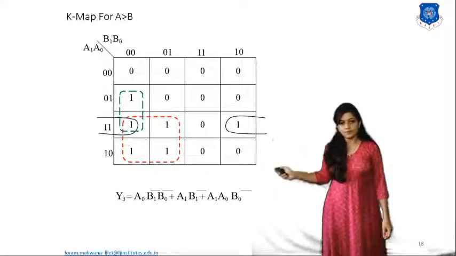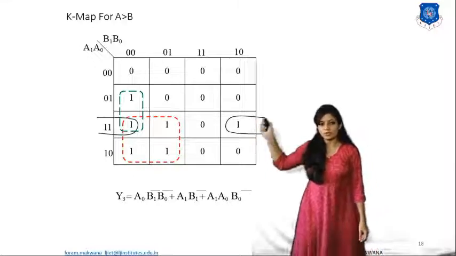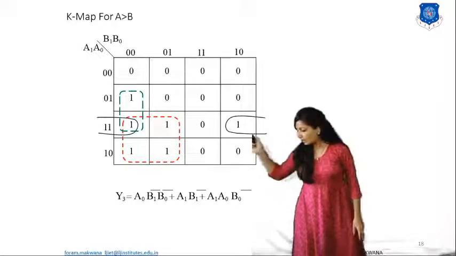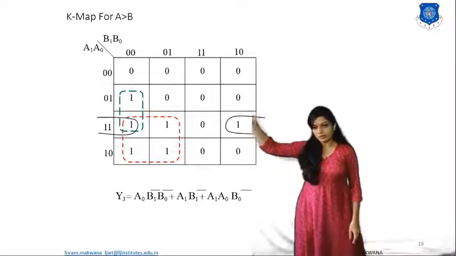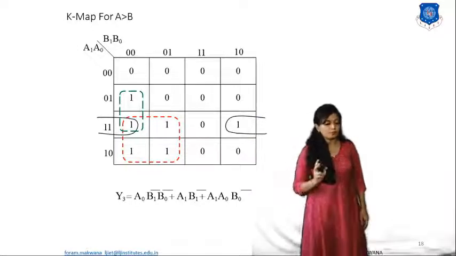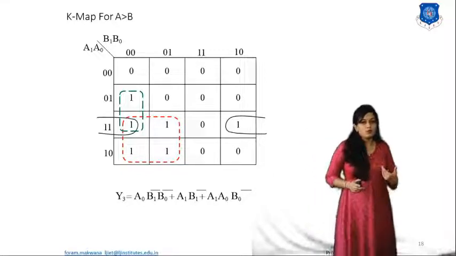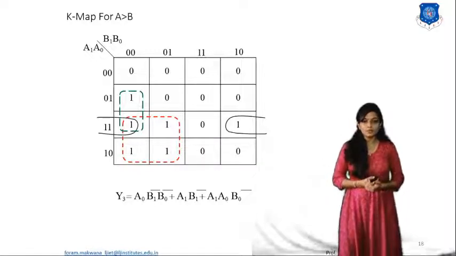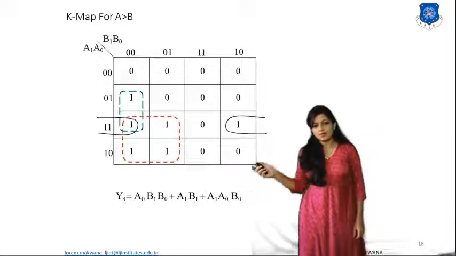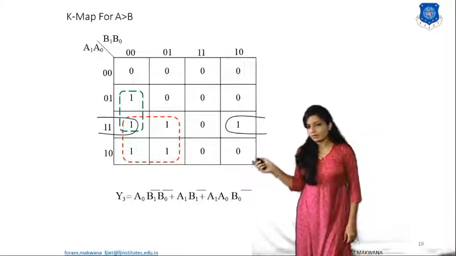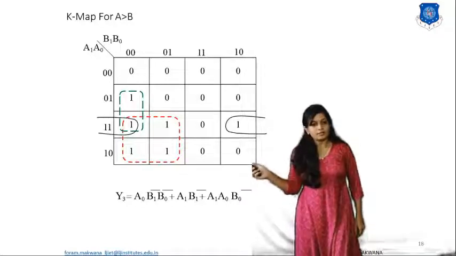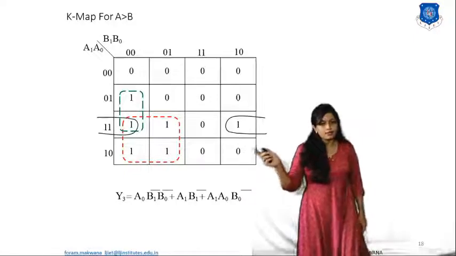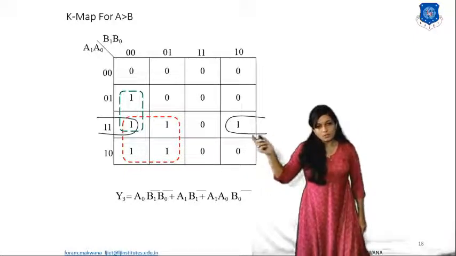1, 1, 1, 1. This is going to make one group of 2, one group of 4, and the vertical green one is one group of 2. Now, writing its boolean function. First, we are going to make it for the red one, the red line.